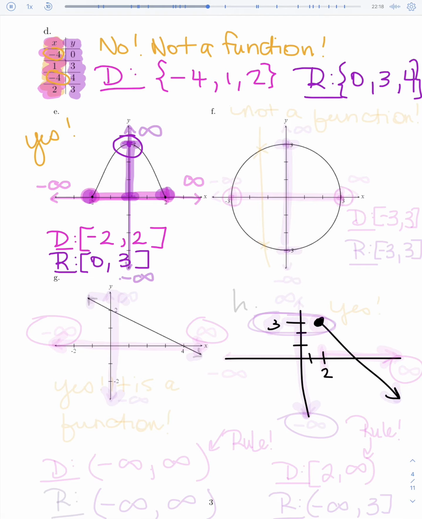Let's take a look at F. Notice F is a circle, and notice that if we draw a vertical line pretty much almost anywhere, it's going to hit the circle in more than one spot, at 2 places. So it is not a function because it does not pass the vertical line test. However, let's take a look at finding its domain and its range.